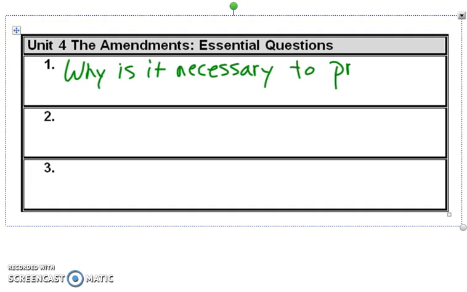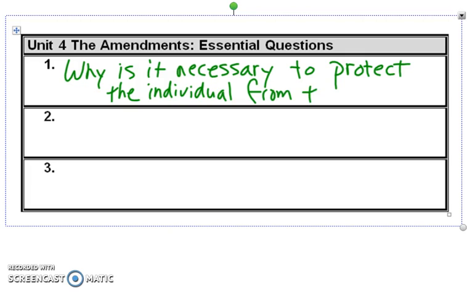to protect the individual, or you could also say the minority, from the majority? Why do we need to take so much time and trouble to protect the little guy from everyone else? Why was that a concern to the early founding fathers?